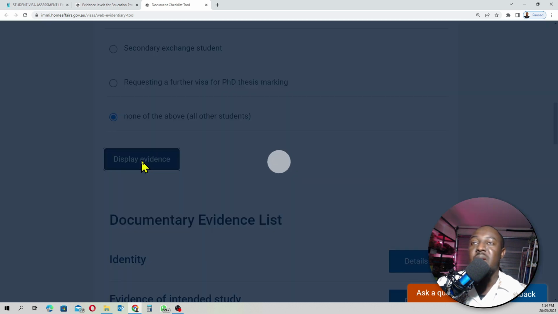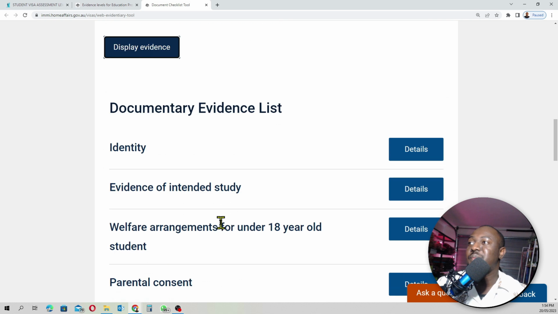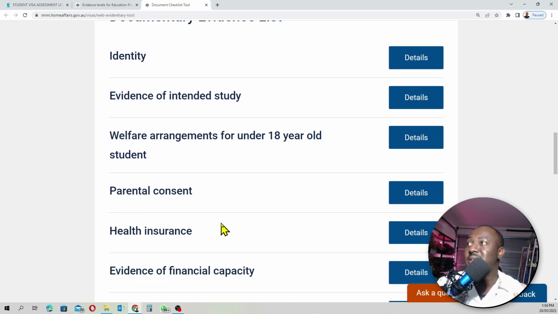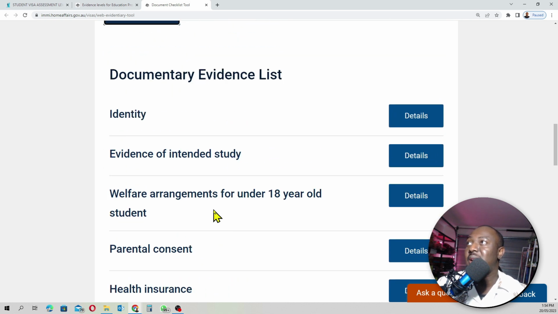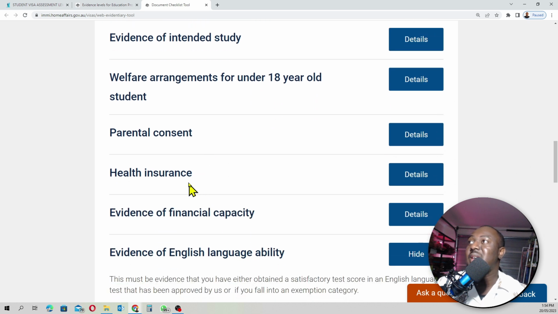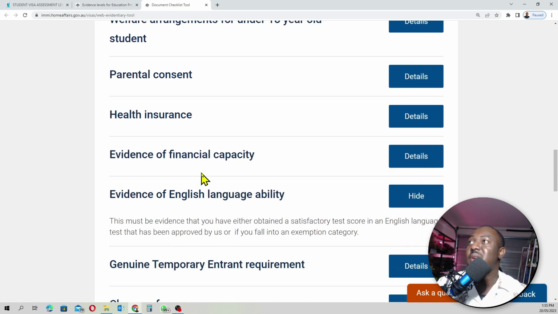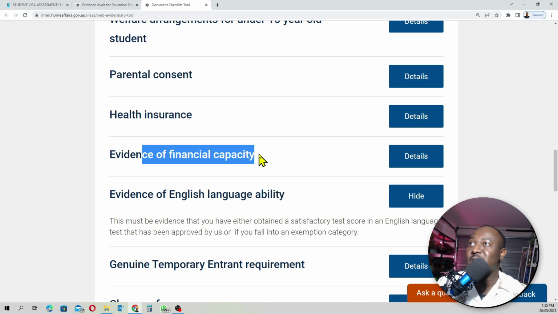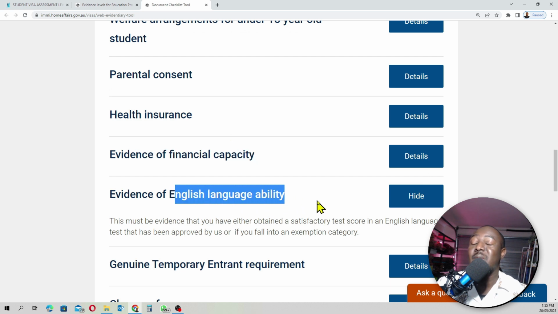I'll go display evidence. So I think Nigeria and Ghana will be the same. All right, so again, your identity, evidence of intended study, parental consent, health insurance, again evidence of financial capacity, evidence of English language ability.